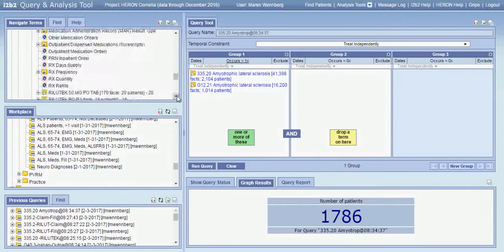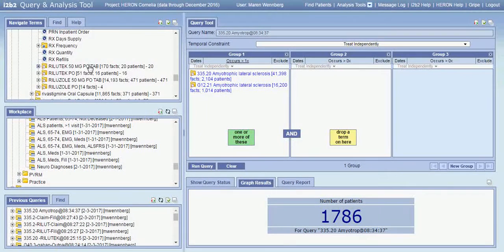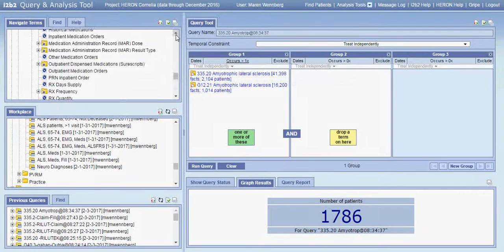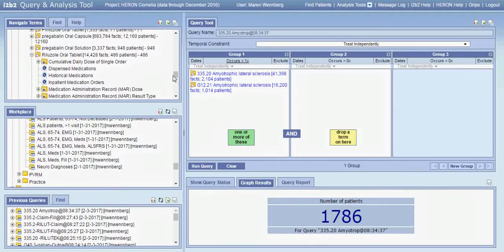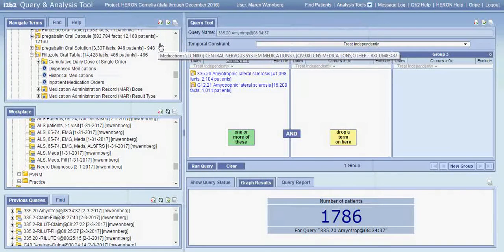You can also see that within this medication it gets even more granular. So I could also pull it over only for the Rilutech 50 milligram PO tab, but instead I'm just interested in, I'm going to pull it over from up here. So you can pull over a modifier if you're only interested in how the medication was prescribed.